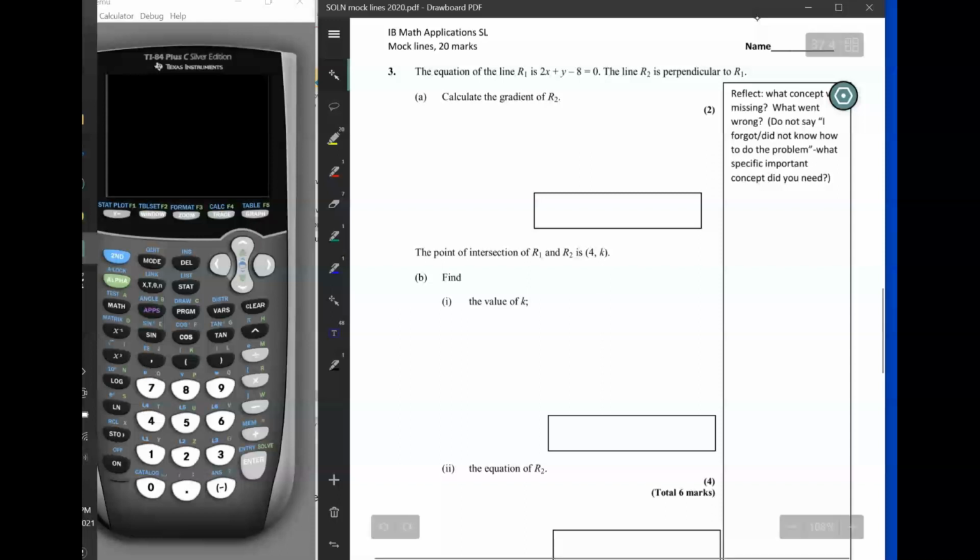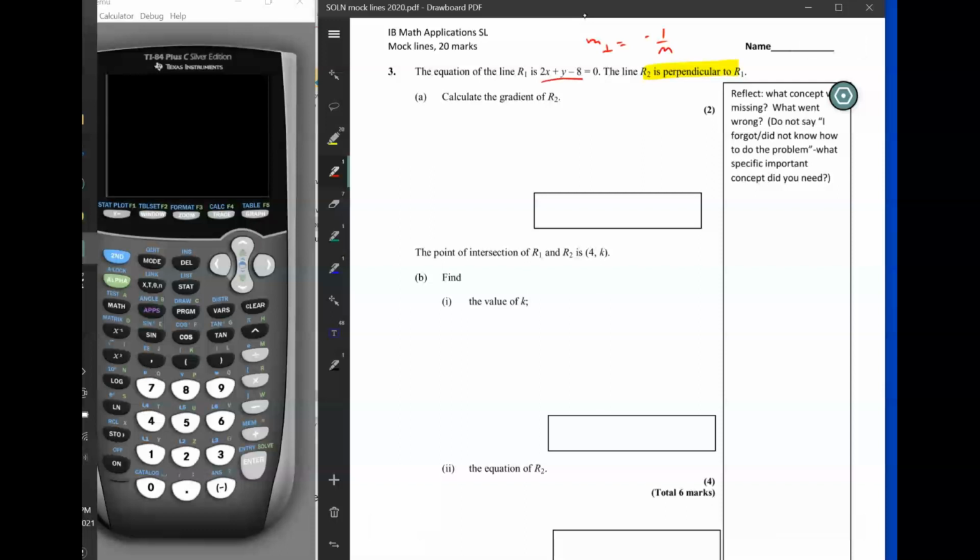Well, they did give us one piece of important information. They said that R2 is perpendicular to R1. So if we only knew the slope for R1, then we could use the formula m perpendicular equals -1 over the original slope to find the slope of R2 from R1. But looking at this, can you figure out the slope?